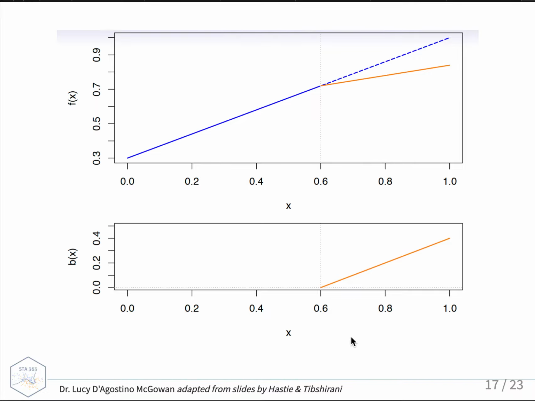And underneath here, this graph maps that to a basis function. So you can see the difference between this b of x, that basis function, as opposed to what the actual predicted values would be.